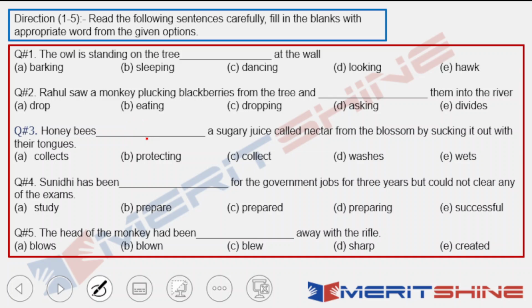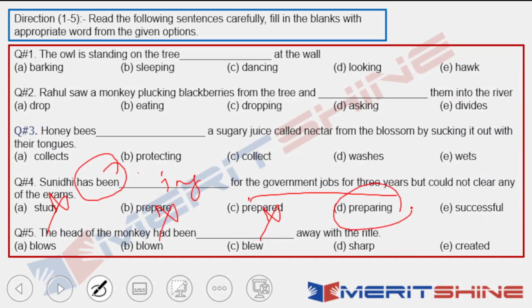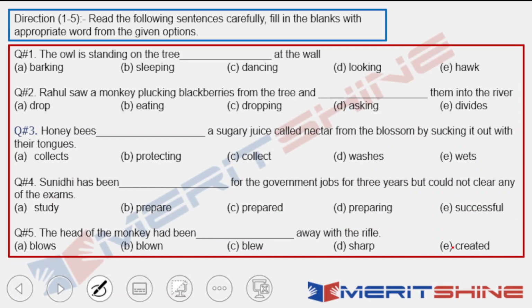Next. Sunidhi has been blank. So if there has been, there has to be ing. I'll just read a little further to understand: for the government jobs for 3 years. Okay. So has been study, wrong grammar. Has been prepare, wrong grammar. Has been prepared, wrong usage in this case. Has been preparing would be the one that would be correct. Has been successful is also contextually wrong. So you are having D as the answer.